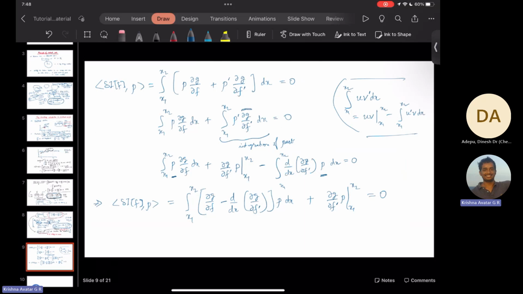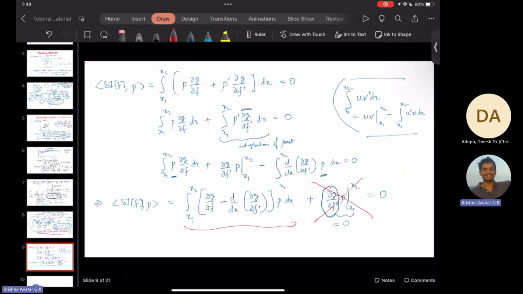So now what we'll do is, let's look at this particular term here. What is the value of p at x1? 0. And what is the value of p at x2? 0. So does this quantity even matter? No. So this term is 0. Okay, so I'll just cross this out using some other color. So what we are left with is that this term has to be equal to 0.